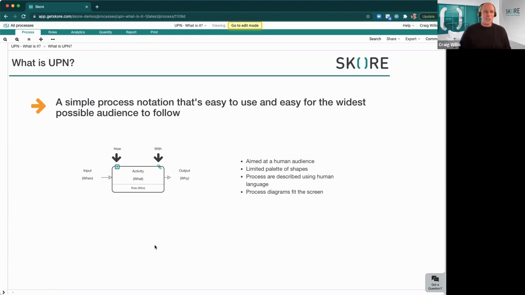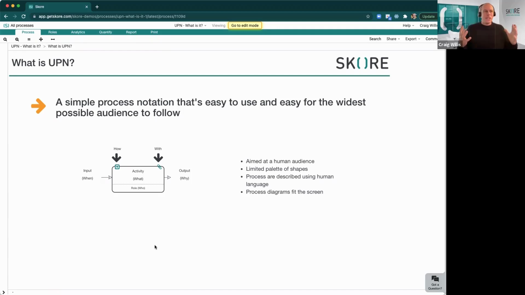Processes are very much described using human language. So again, if you think about who the intended audience is for UPN, it's about describing processes in a very human way. And the last one on here, which I think is quite important, is that when processes are presented in that way, they should be easily readable to that audience.